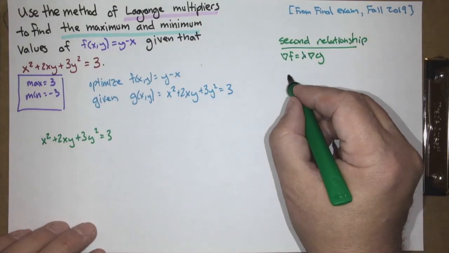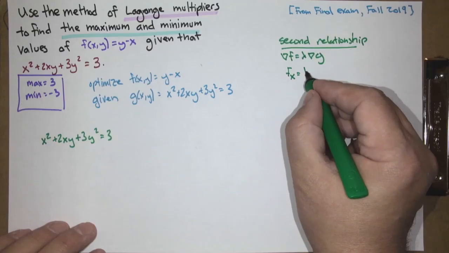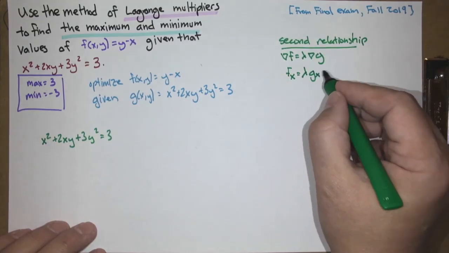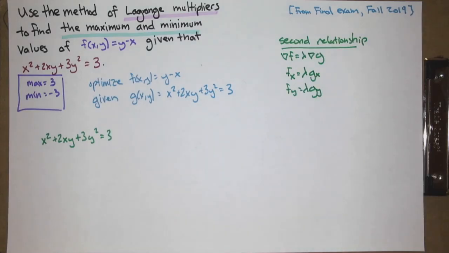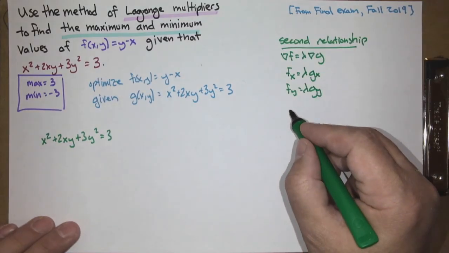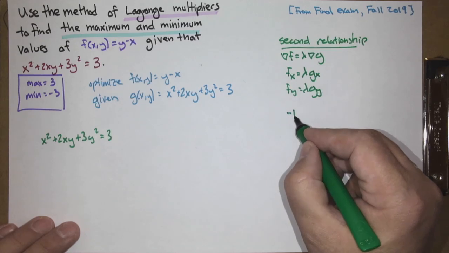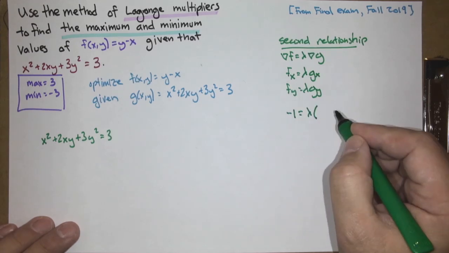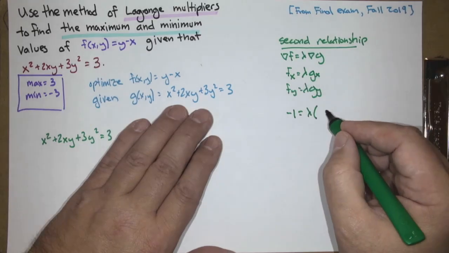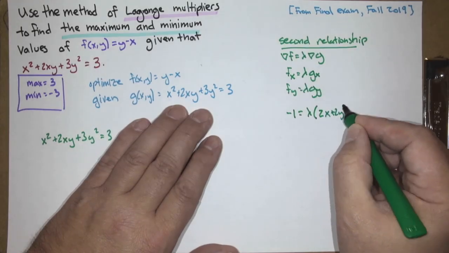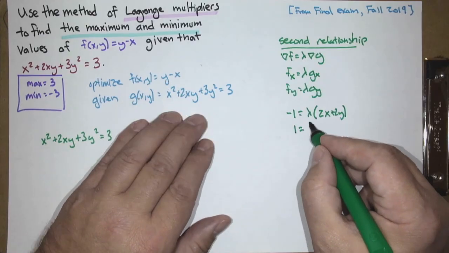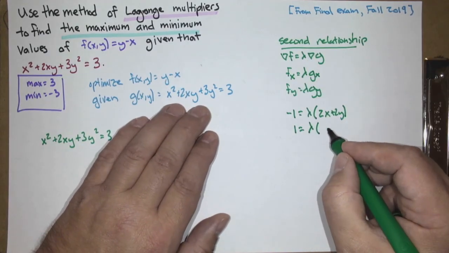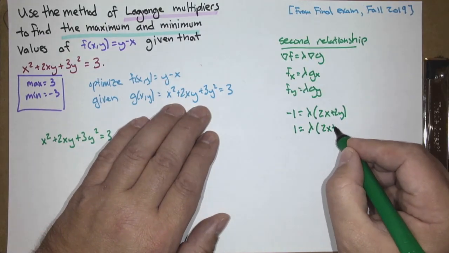Now, this is actually a couple of formulas packed together. It says f_x is lambda g_x and f_y is lambda g_y, just setting the corresponding entries equal to each other. What is f sub x? -1. What is g sub x? 2x plus 2y. What is f sub y? 1, equals lambda. What is g sub y? 2x plus 6y.